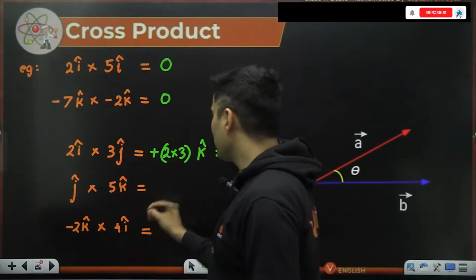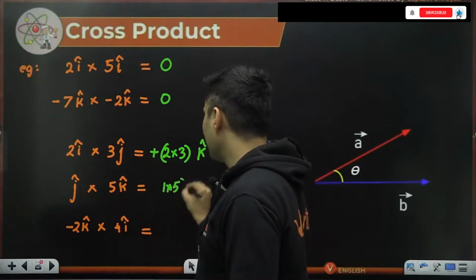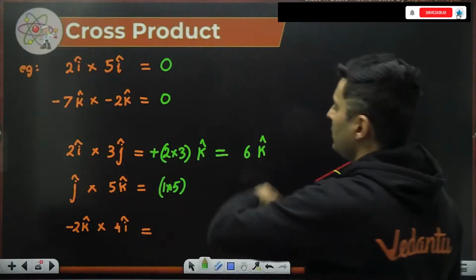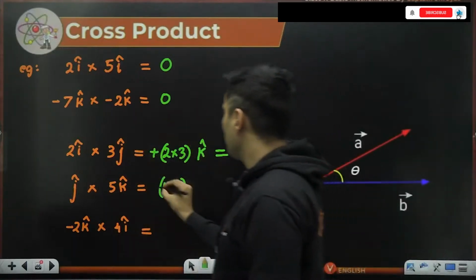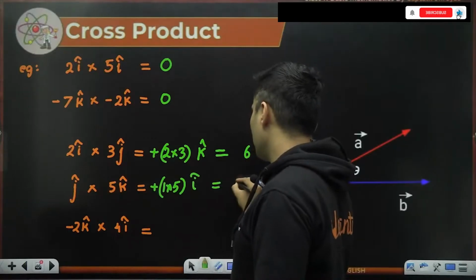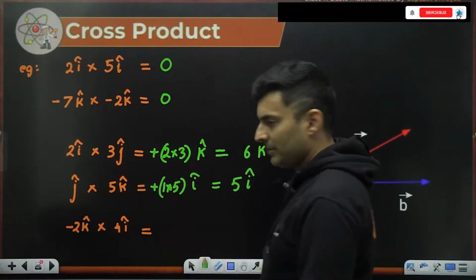j into k. Okay, first of all, 1 into 5. 1 into 5 is there. k and j. i, j, k. Clockwise only, so it should be positive i cap. If j and k is there, i cap was not there. So this will be 5 i cap.